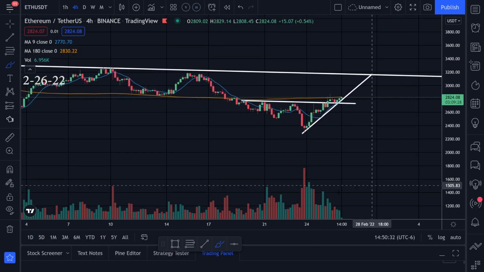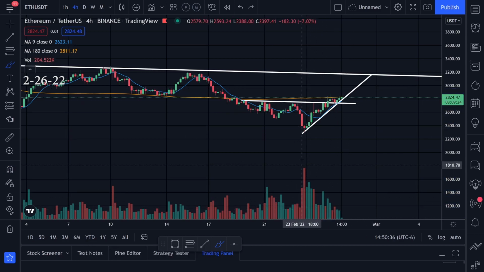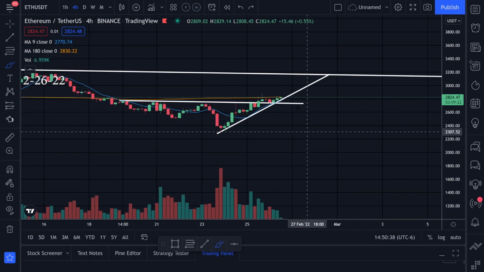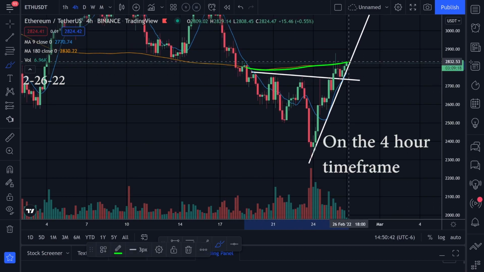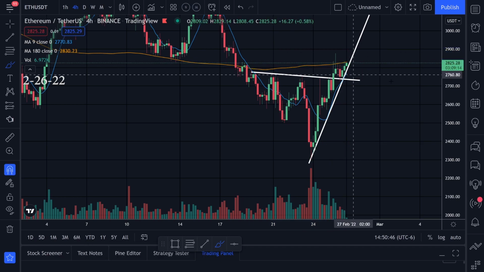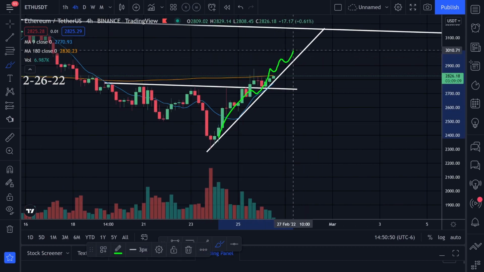The other thing I'm kind of noticing is the volume is declining. So as we're trending up, the volume's getting weaker. So I'm not really sure what's going to happen. But like I said, I'm kind of watching this 180 moving average sitting at around 2,830. If we could break above that, that'll be a good signal, as well as if we can hold on this trend line pushing to the upside.